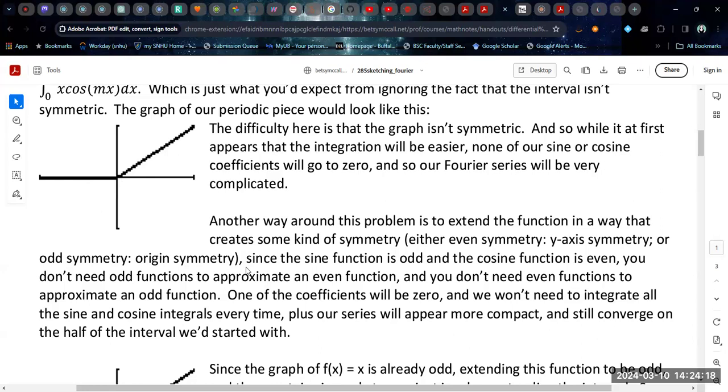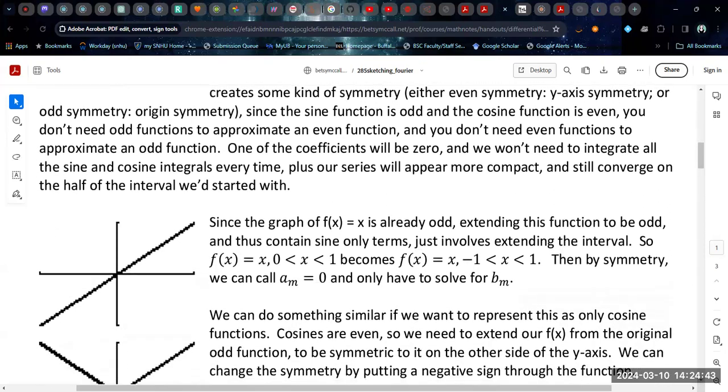So it will be more efficient for us mathematically to extend our function from the 0 to L interval in a way that allows us to take advantage of that symmetry. So extend the symmetry to be odd or extend the symmetry to be even. Now we do have a choice. So let's look at extending this one.